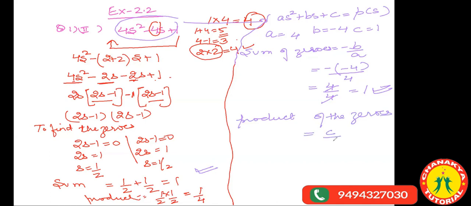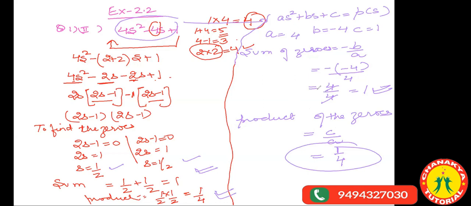Now the product of the zeros is c by a. The value of c is 1 and the value of a is 4. So here also the product of the zeros was 1 by 4 when you multiplied the values of s only. And from the formula also we have got 1 by 4. Clear, children?